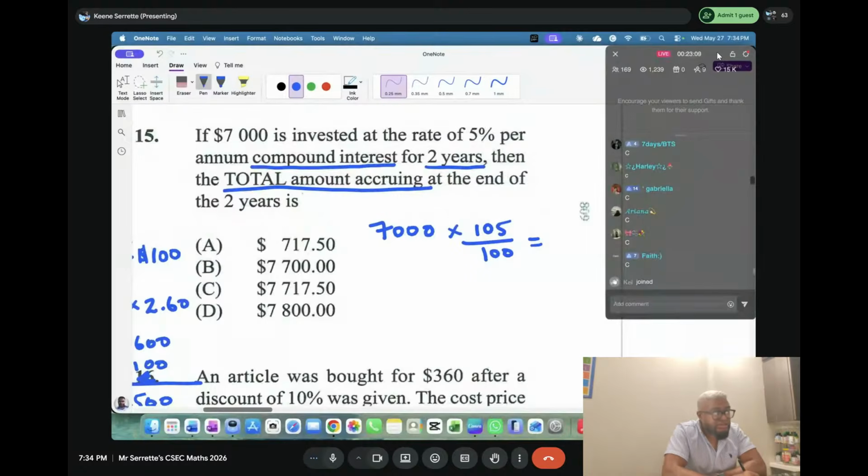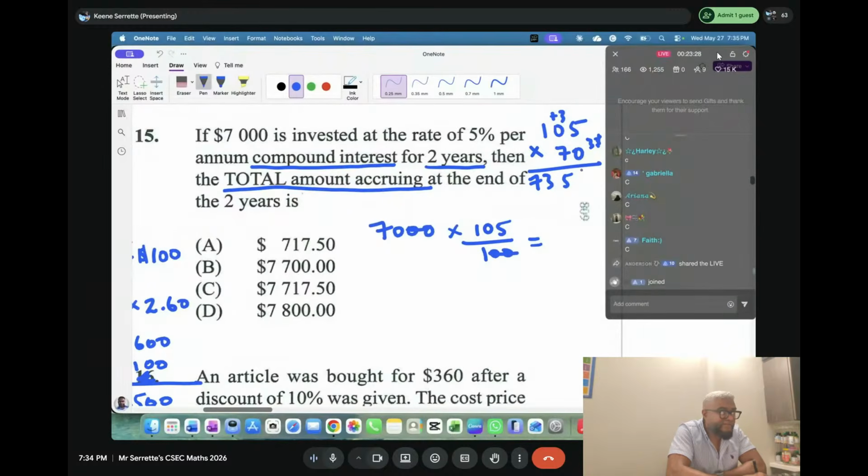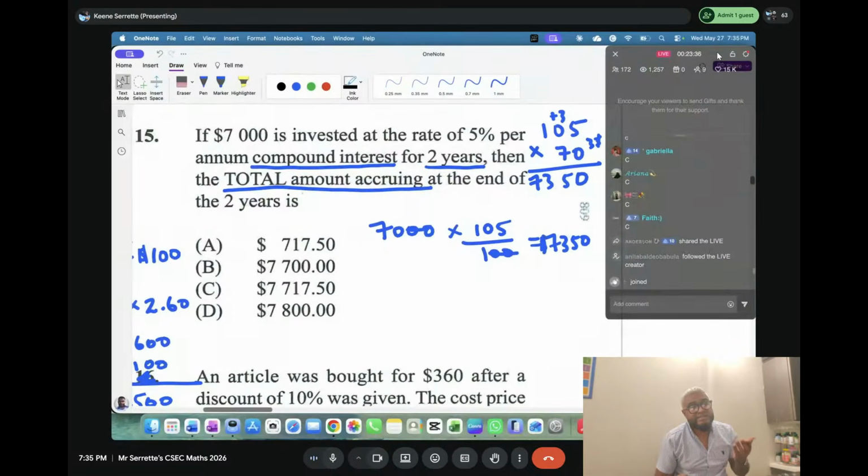First year, right? So what we're doing here, zeros cancel. 70 multiplied by 105. Anybody multiply? 70 multiplied by 105. What does it give me? 35 for 5 here. 7 by 0 is 0 plus 3, 1, 7 is 7. So that'll be 7,350. So what does this represent? This represents the amount of money that the person has at the end of 1 year.